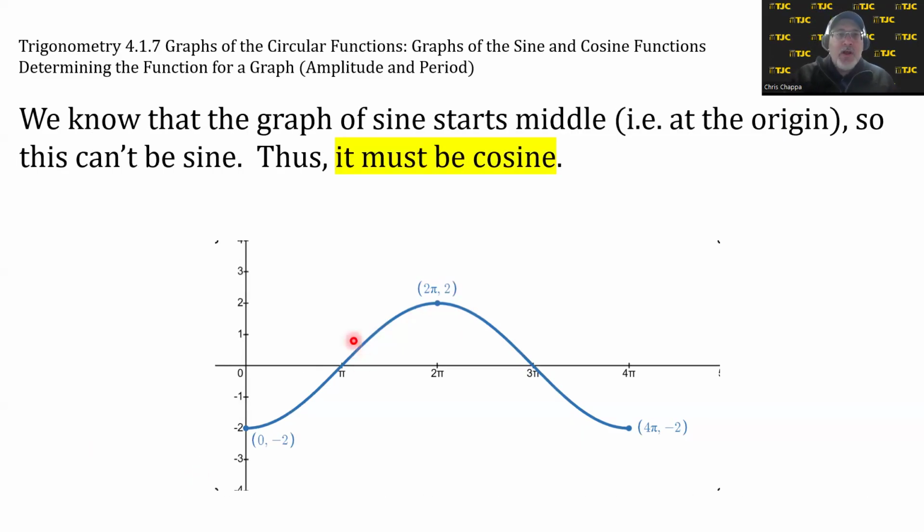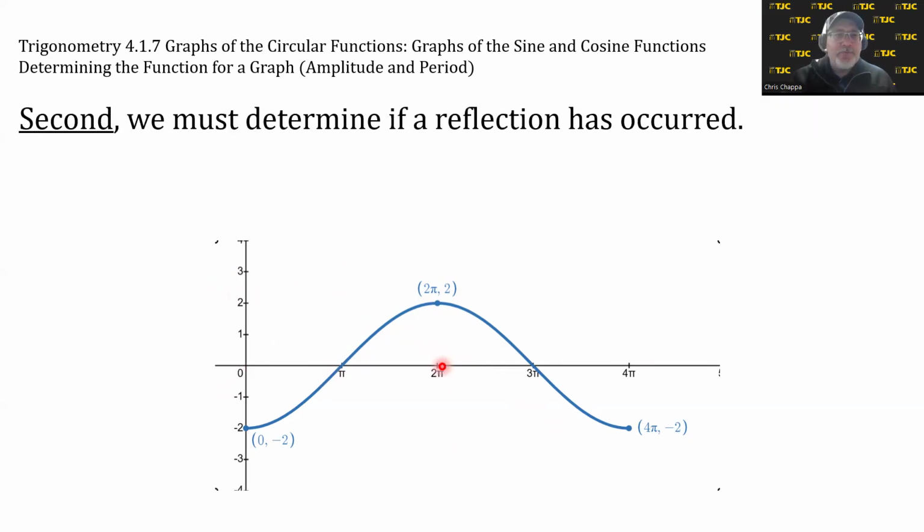Well, we know that the graph of sine starts at middle. Remember, sine goes middle, high, middle, low, middle. So this can't be sine, so it must be cosine. You might be thinking, but cosine starts high, goes high, middle, high. I know, but this can't be sine because it doesn't start in the middle.